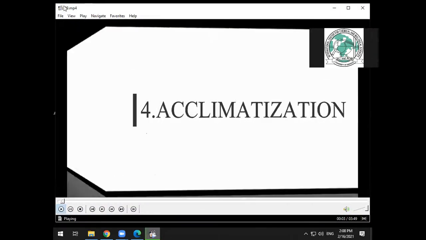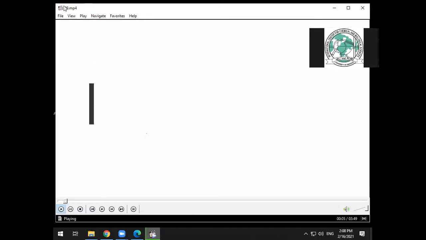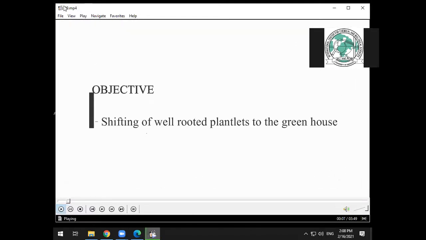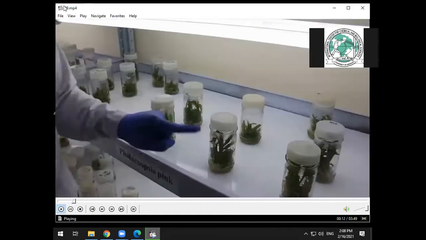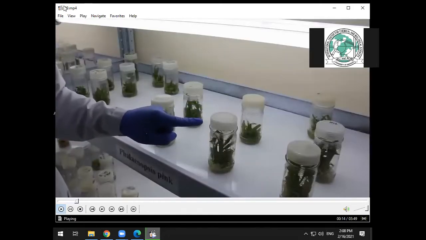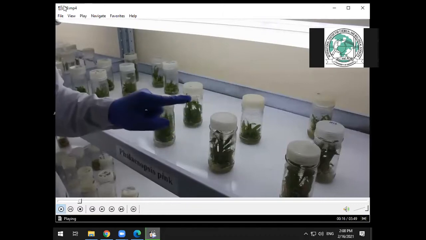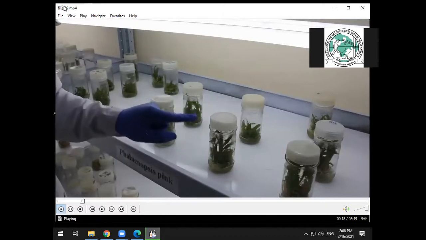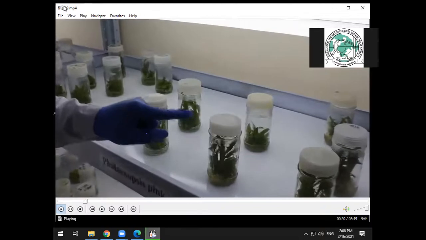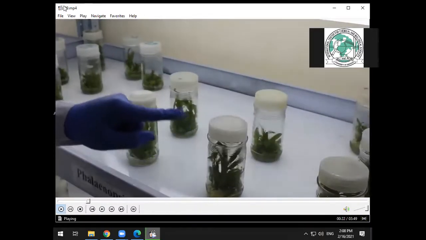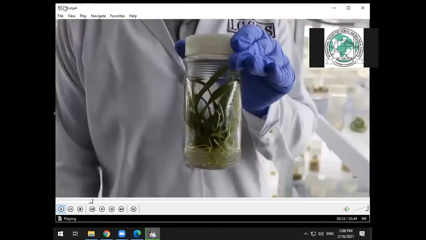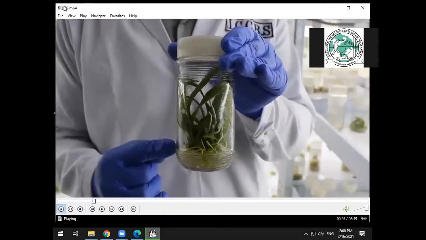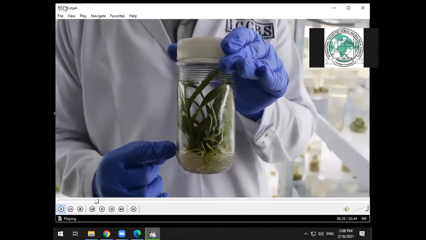Acclimatization. Acclimatization is the shifting of well-rooted plant into the greenhouse. After 4 to 5 weeks, plantlets are well-rooted. The elite and healthy plantlets must be acclimatized in stepwise manner. These plants are ready for acclimatization.